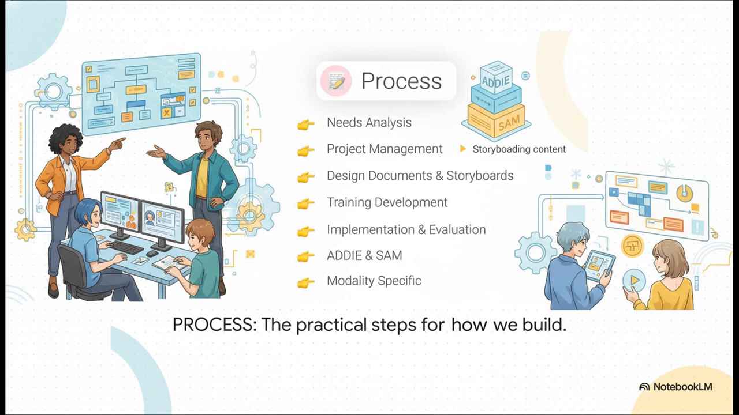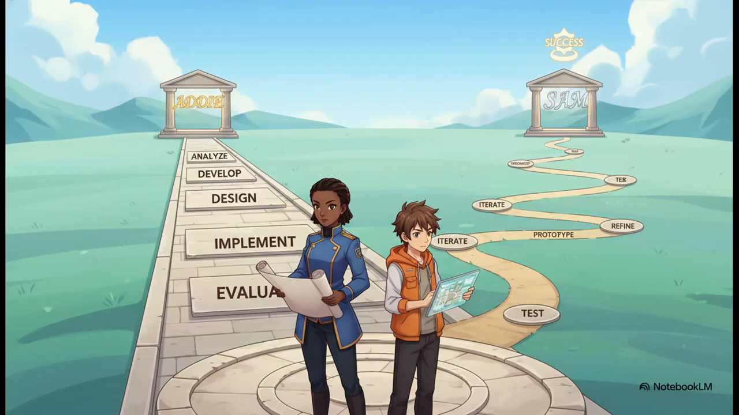Now for the how. On the other side of the coin is the process. If theory is the science, then process is the engineering. It's the nitty-gritty, step-by-step work of analyzing what people need, storyboarding the content, and actually developing the final product. And look, to keep all that complex work organized, designers don't just wing it. They use established models, and the two most common ones you'll hear about are ADDIE and SAM. These aren't theories themselves. They are repeatable, reliable frameworks for putting all that theory into practice in the real world.